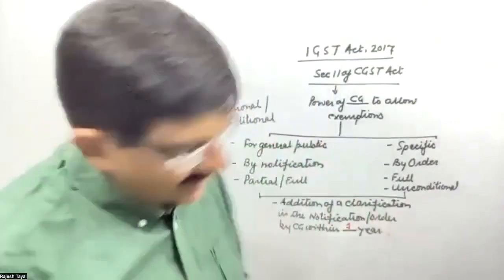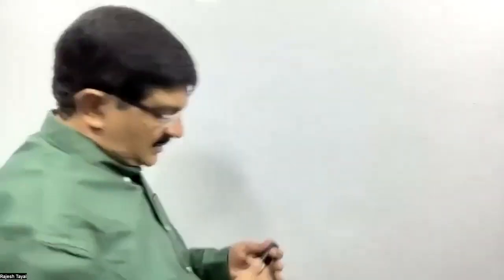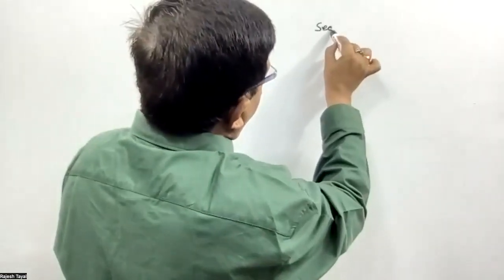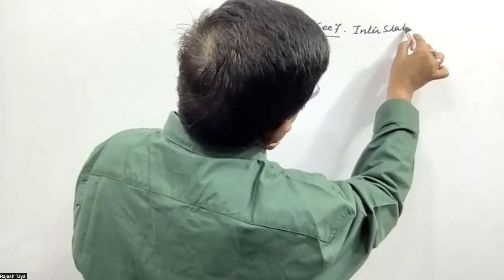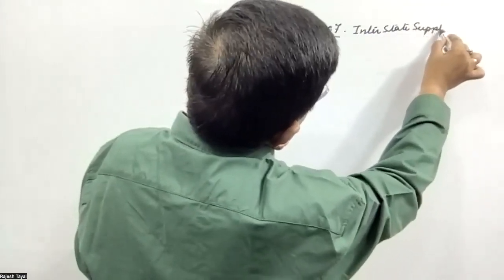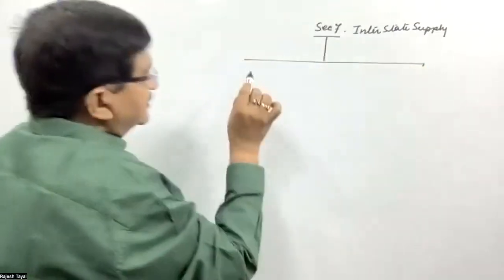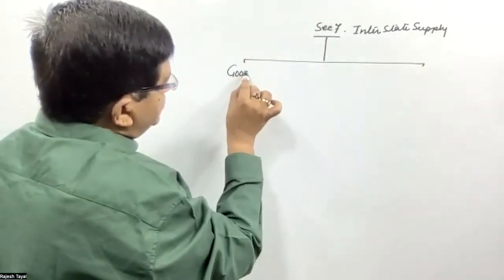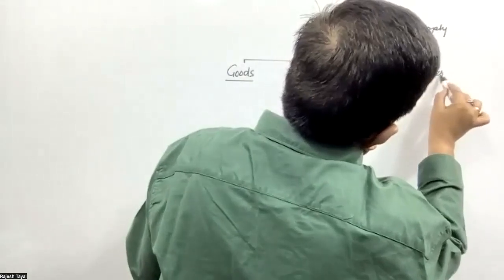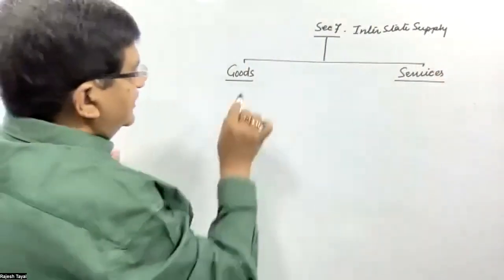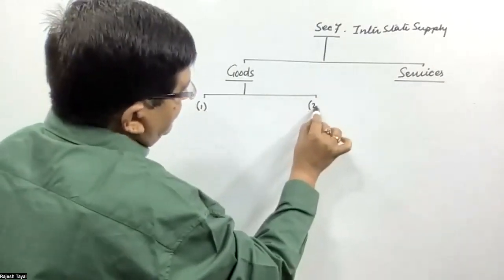Okay. So here we can make a chart of this. Section 7. This is intrastate supply. This is for goods, and here we have services. Subsection 1, subsection 2.